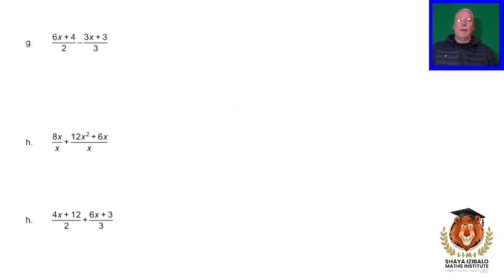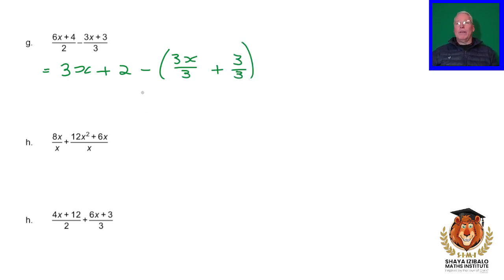Okay, so this first one. The 6x must be divided by 2, and the 4 must be divided by 2. Now just be careful here again, because with this negative we're actually subtracting all of these things. I'm going to show you how I'm going to write this. It's 3x over 3 and 3 over 3.